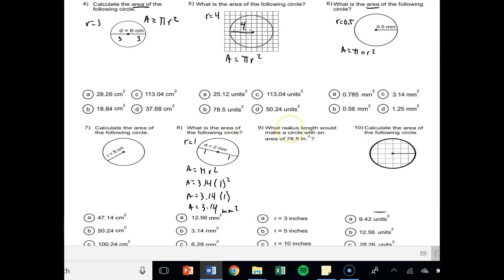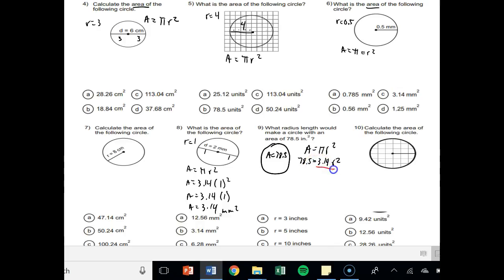Now, number 9 is a tricky one. It says, what radius length would make a circle with an area of 78.5? So notice you're working backwards. You know your area is 78.5, so you're going to say area is equal to pi r squared, but you know your area and you know pi. You don't know your radius. So 78.5 is equal to 3.14 r squared.